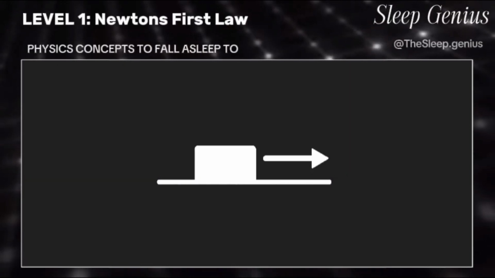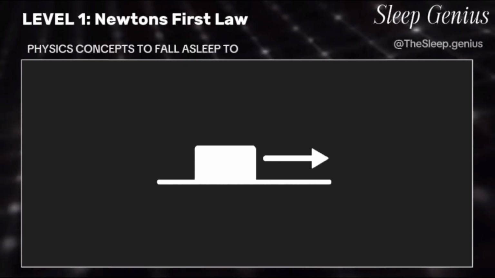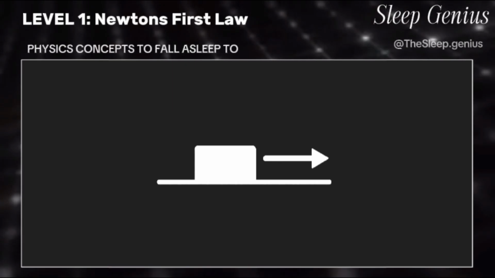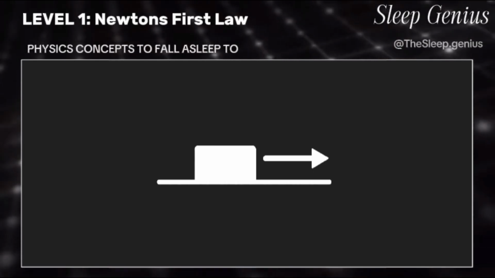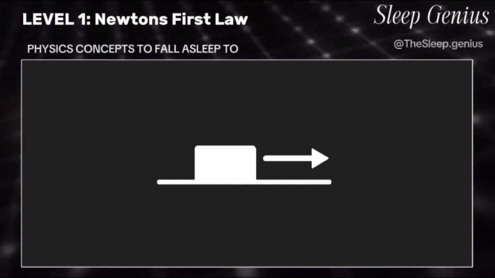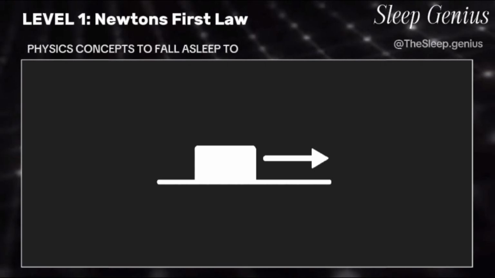Newton's first law. Newton's first law, also called the law of inertia, explains that an object will keep moving in a straight line at the same speed or stay at rest unless a force acts on it. Motion does not change on its own. Key terms include force, mass, velocity, and inertia. Inertia is the tendency of an object to resist changes in its motion.